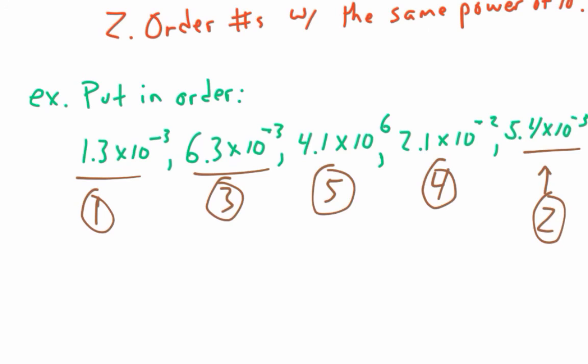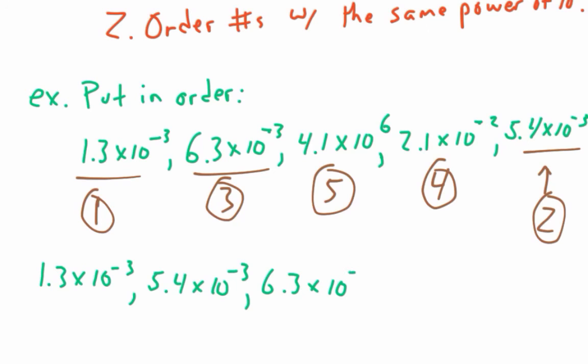So to write them out then, you could skip writing if you want to just number them like that. But on the test, on the quiz, we'll be looking for something like this here. 1.3 times 10 to the negative 3, 5.4 times 10 to the negative 3, and then 6.3 times 10 to the negative 3, then 2.1 times 10 to the negative 2, and 4.1 times 10 to the 6.